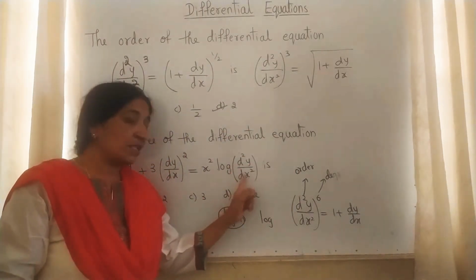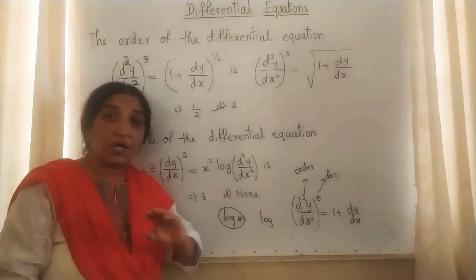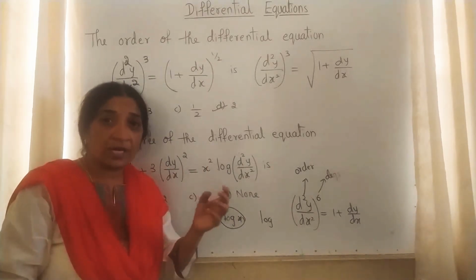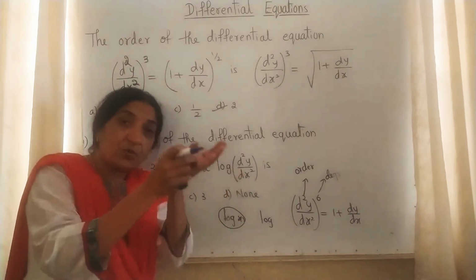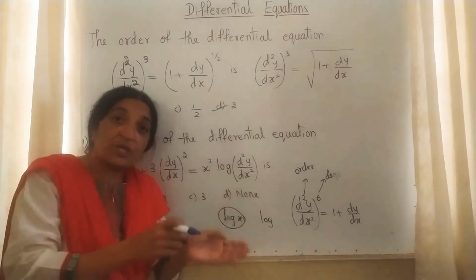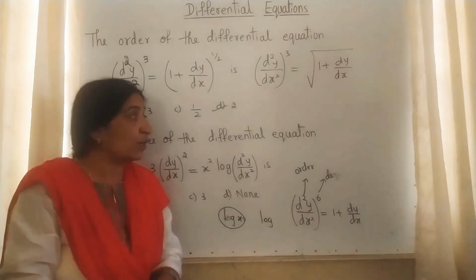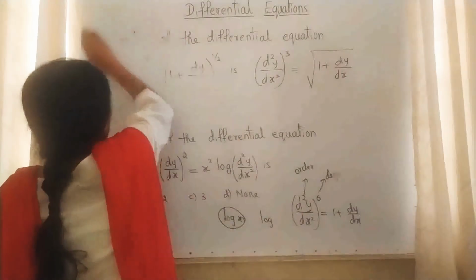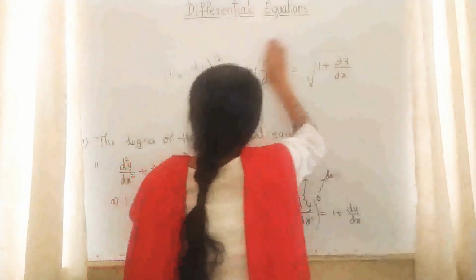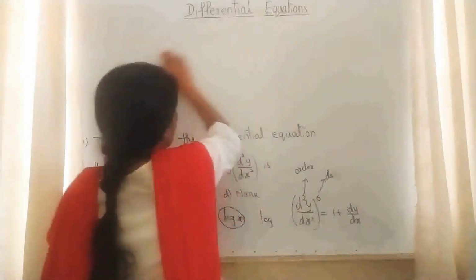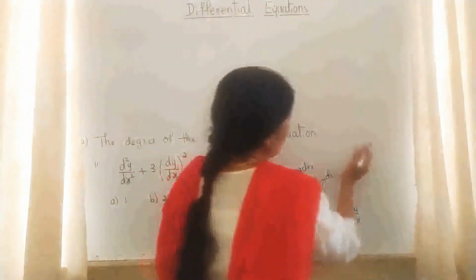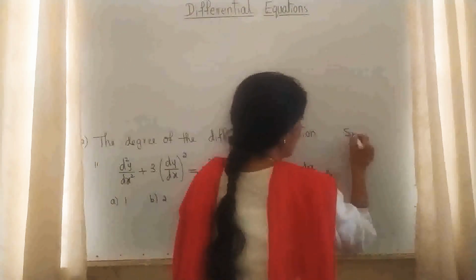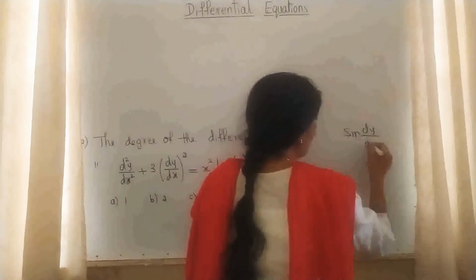When something like that is present, you cannot write the degree. If any value is depending on that derivative, you cannot write the degree. How? See, one more example I am giving here. If any value is depending on that derivative, for example, it is sin dy upon dx.